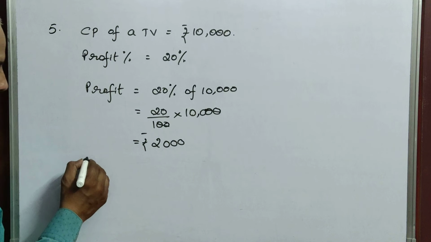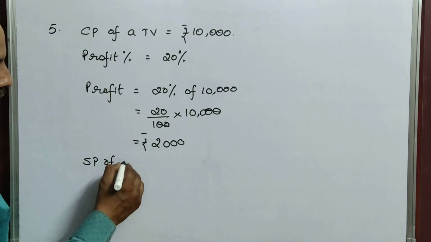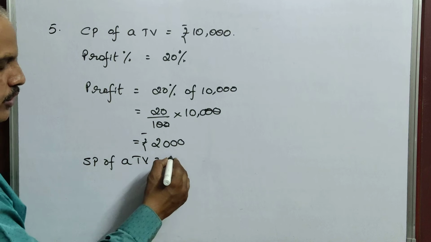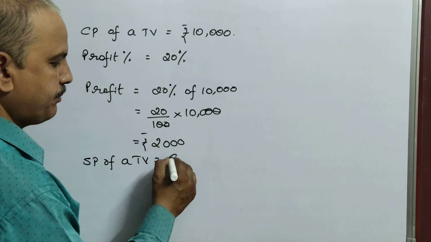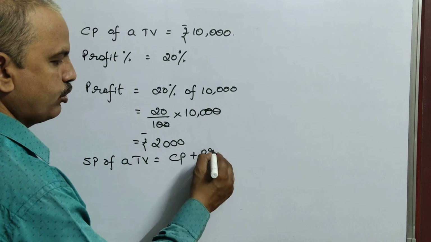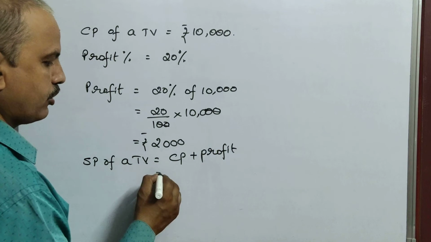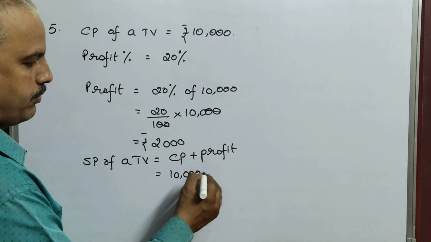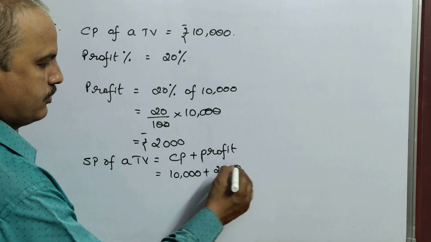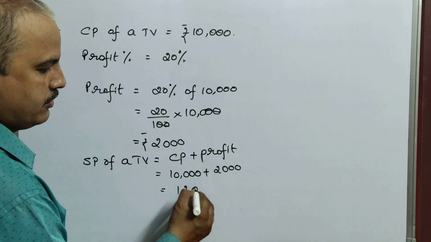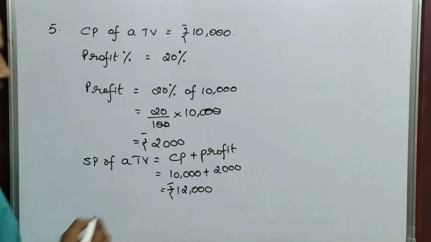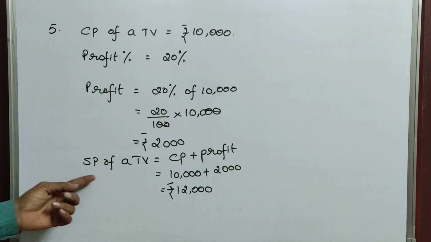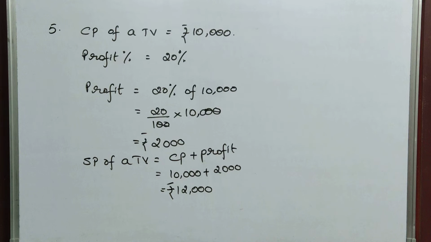But it is asking to find the selling price of a TV. Selling price of a TV equals, we have a direct formula, that is CP plus profit or profit plus CP. Both are the same. CP, how much? 10,000 plus 2,000. So that is nothing but 12,000 rupees. So the SP of a TV, that means he sold the TV for 12,000 rupees. So copy this question also in your class workbook, children. Is it clear?